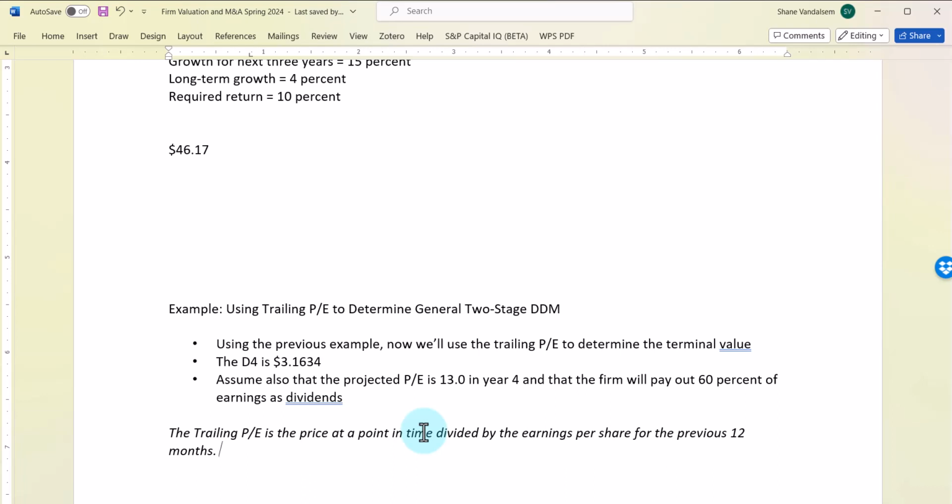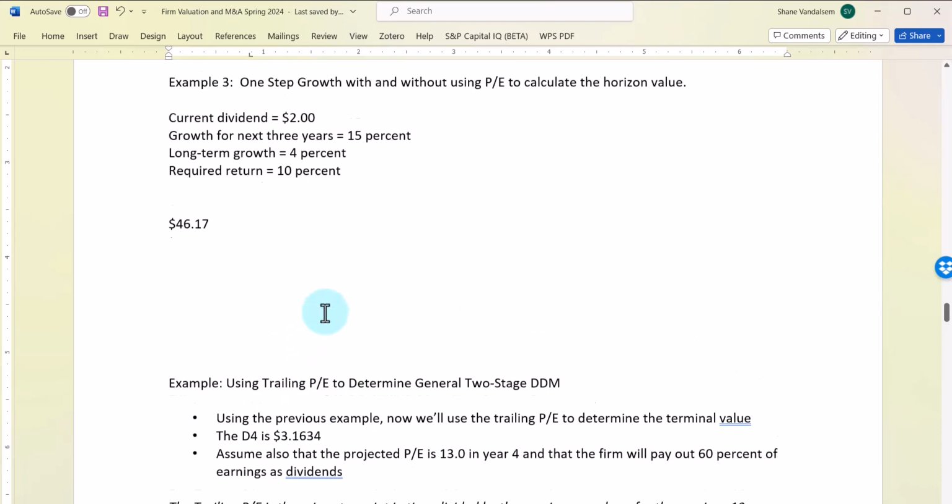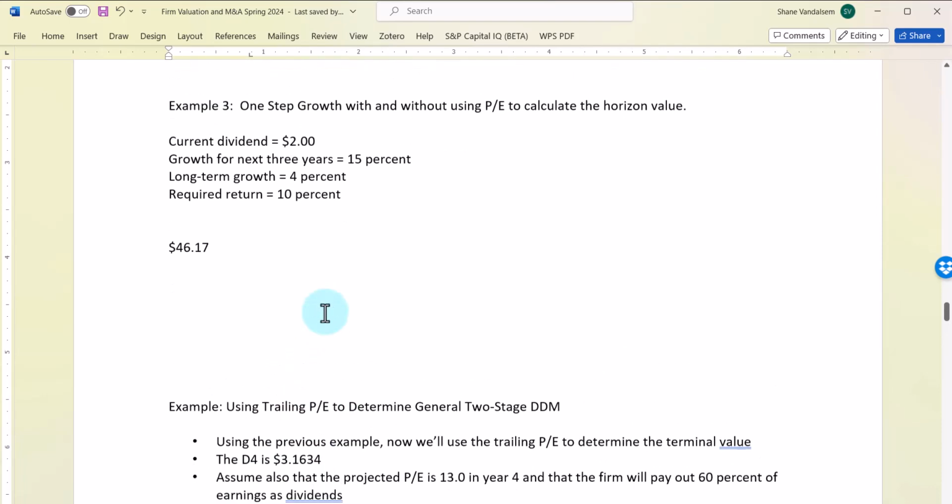So using the previous example, we'll now use the trailing PE to determine what the terminal value is, or the horizon value. D4 is equal to 3.1634. We actually calculated that before. Let me show you.